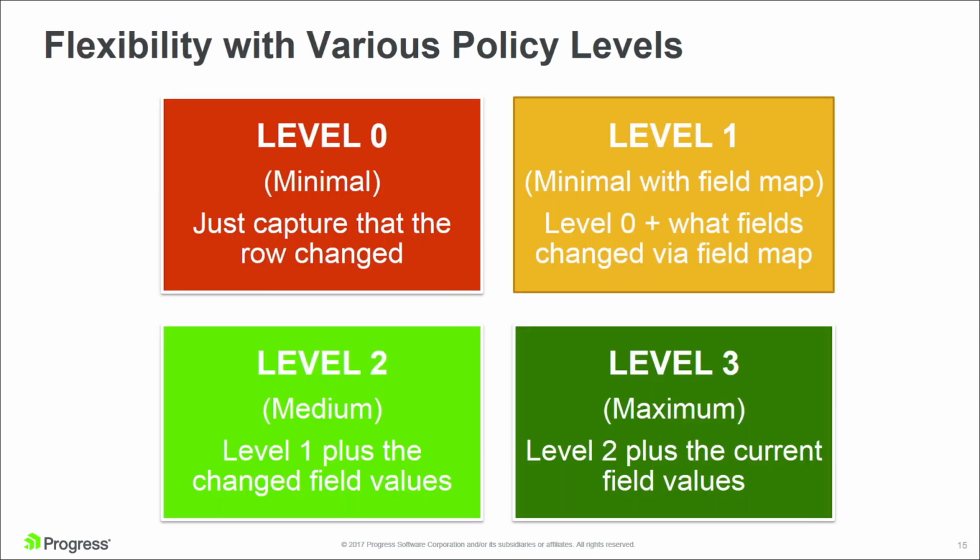So looking a little bit in terms of different policy levels, I've touched on this a little bit previously throughout different discussions, but there are really different policy levels and what type of data you can capture. With level 0, which is the minimal level, you really just capture that the row changed, that a record changed. You're not capturing any data of what changed. You have no idea which fields changed. You're just capturing effectively a date and timestamp and a sequence ID that the record changed.